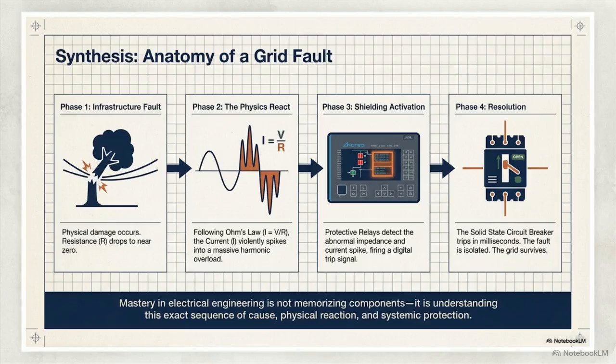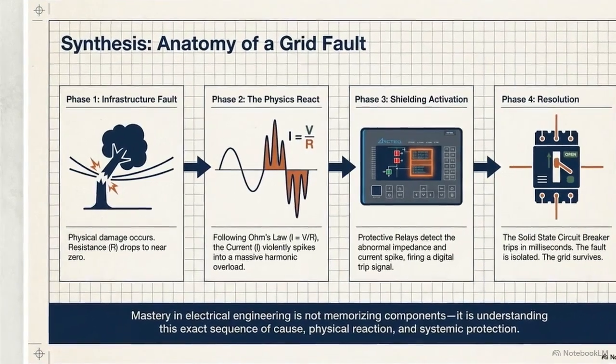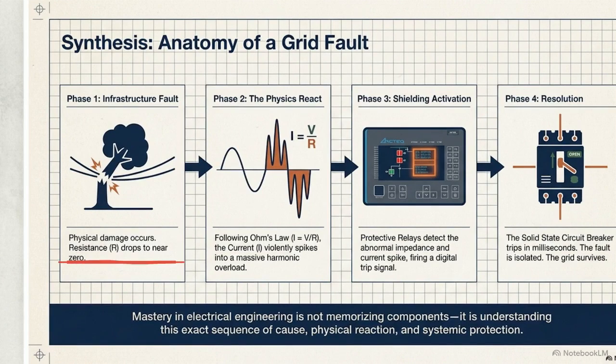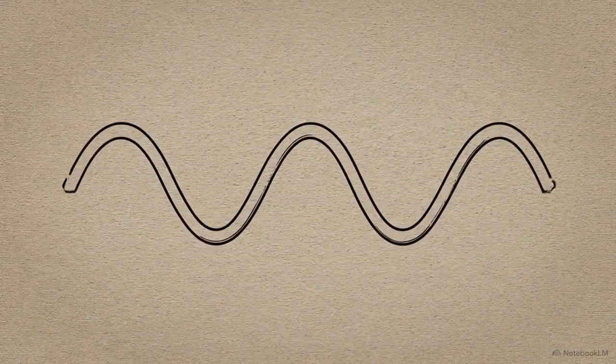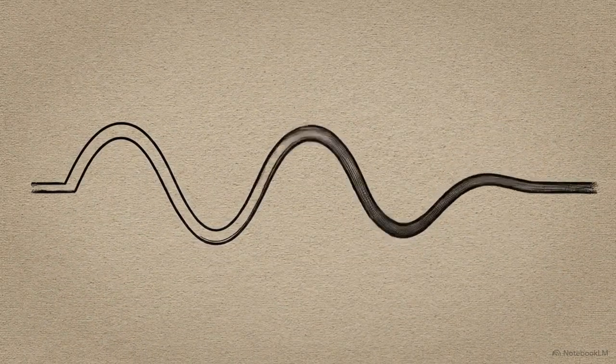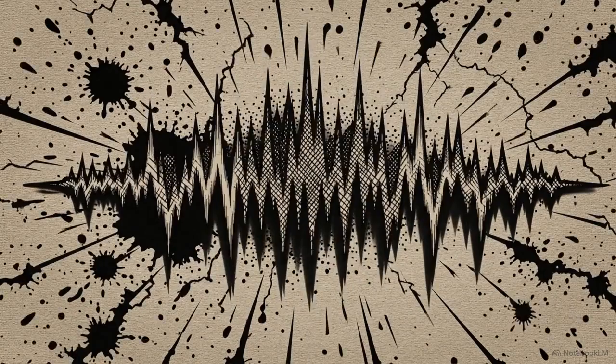This brings all three pillars together to analyze a high-stakes event, a physical grid fault. In Phase 1, a tree breaks a high-voltage line, causing resistance, R, to drop to near zero. In Phase 2, the microscopic physics react instantly to the macro damage. Directly following Ohm's law, the sudden drop in resistance causes the current to violently spike into a massive harmonic overload.